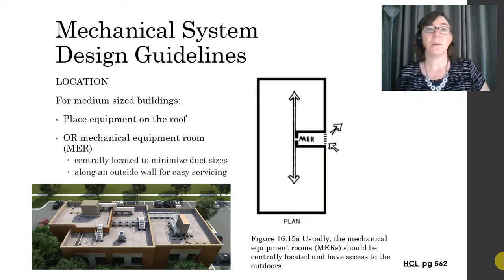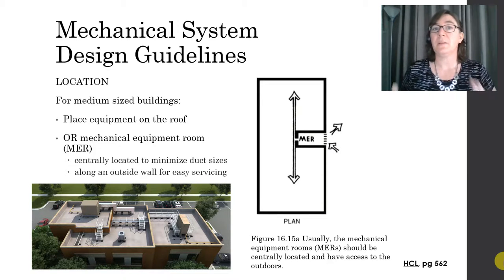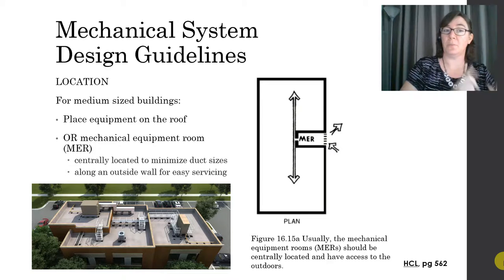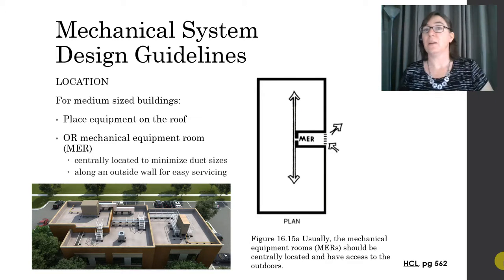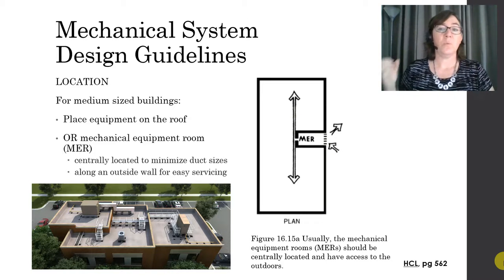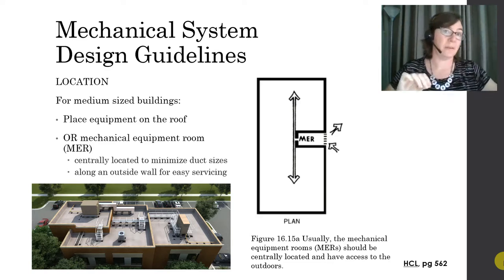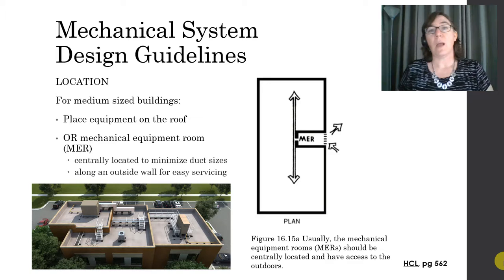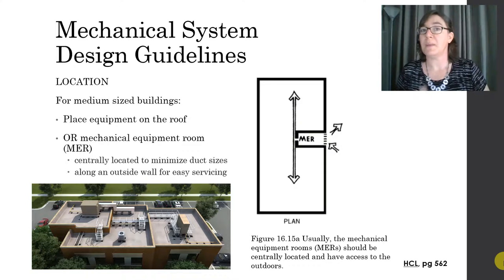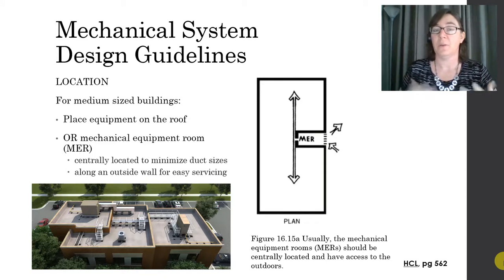Now let's talk location. For your medium-sized buildings, you would typically place your equipment on the roof or in a mechanical equipment room. Right? If you choose the equipment room, you want it to be centrally located, somewhere in the middle of your building, to minimize your duct runs, and then you can make them smaller. You also want to provide access from the outside so that you can service this equipment and also move it in and out.